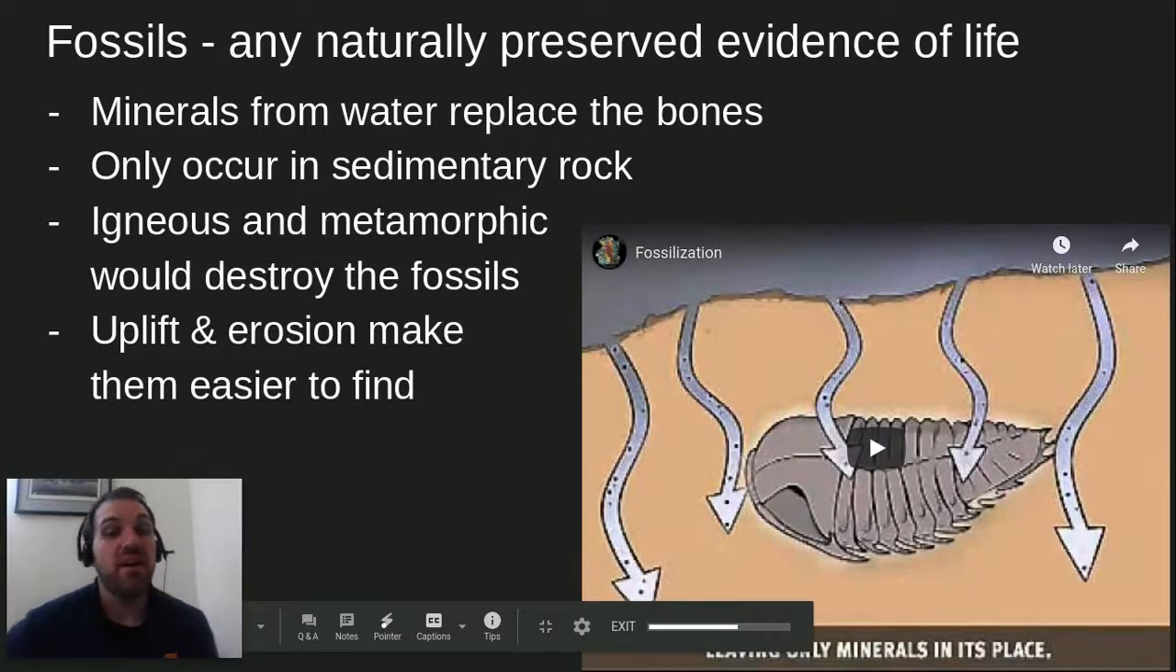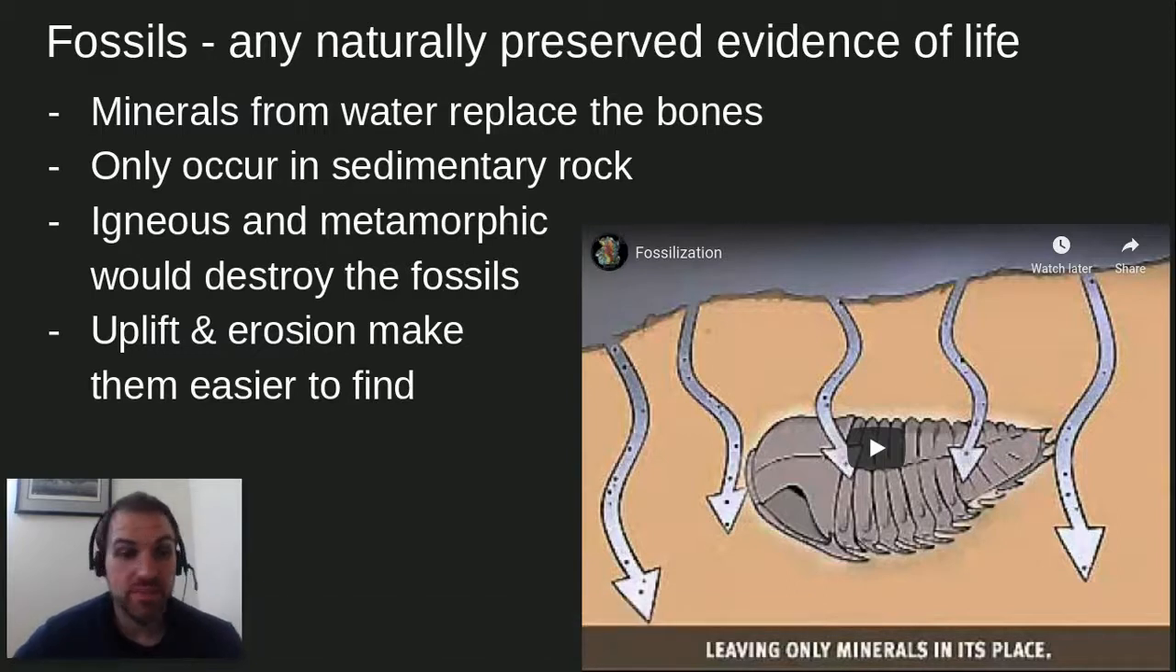Now we're going to talk about fossils. Fossils are just any naturally preserved evidence of life. That's it. Just any kind of clue that there was definitely life that came before you. So that could be a bone, it could be a tooth, it could be the imprint of a footprint or a leaf, something like that. All those things count as fossils.